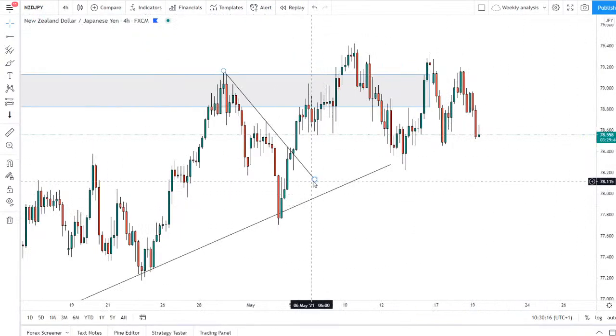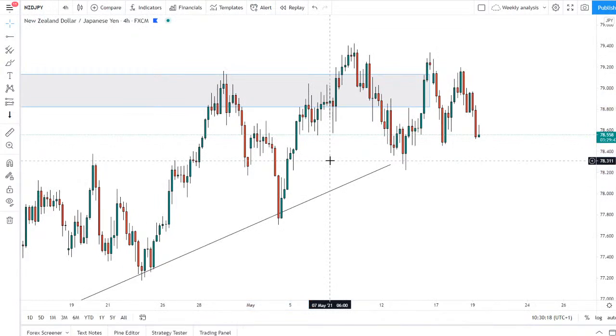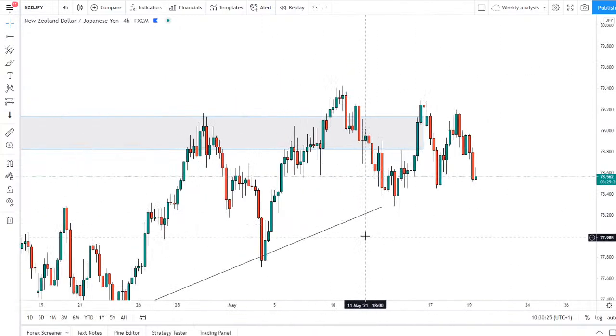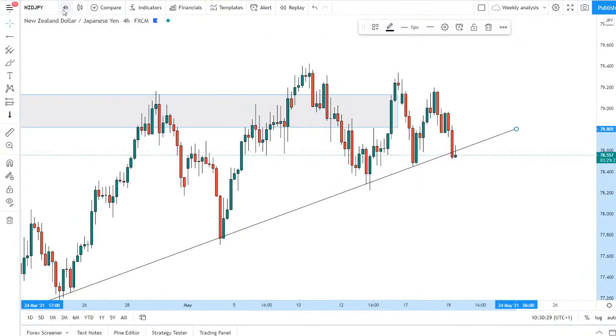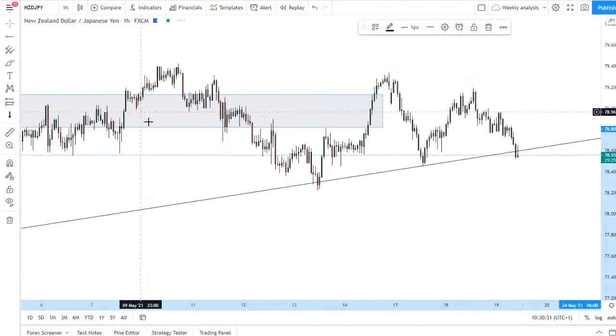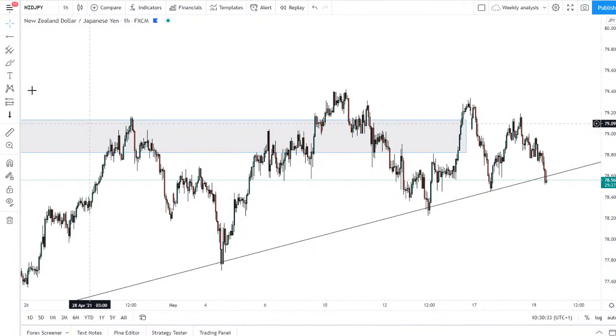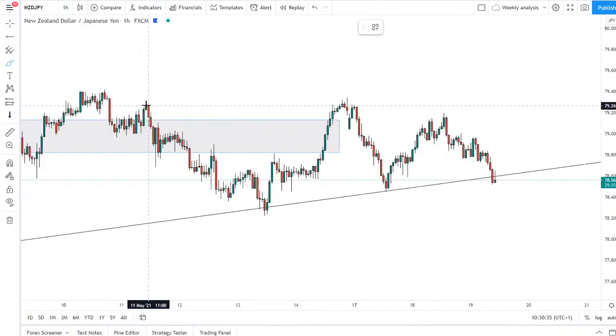NZD/JPY, again, like I did say for this one yesterday, it looks like this one is tiring as we're pushing to the upside. We're starting to fail to create higher highs in the market. So yesterday, I believe we were trading around this area here on the 4H. And I did point out to you guys that we had a nice push to the upside, creating some new highs here in the market.